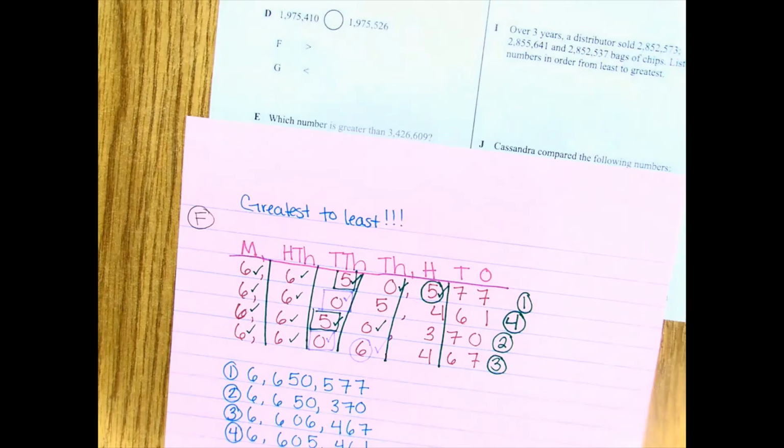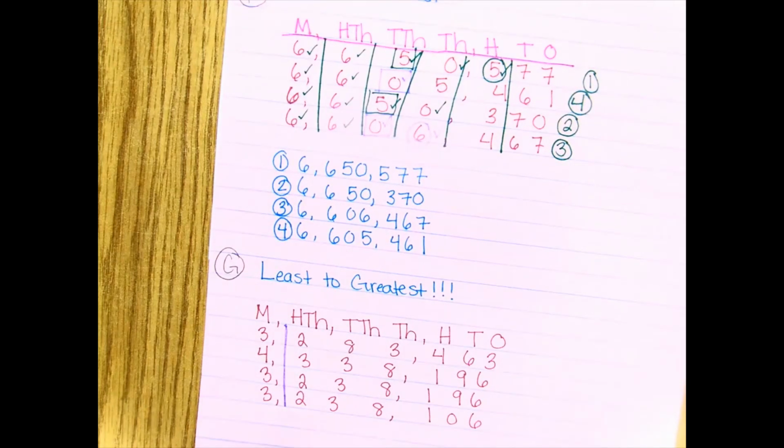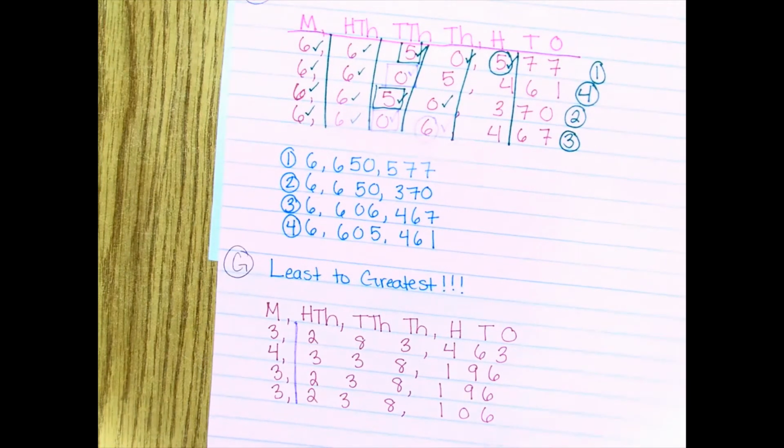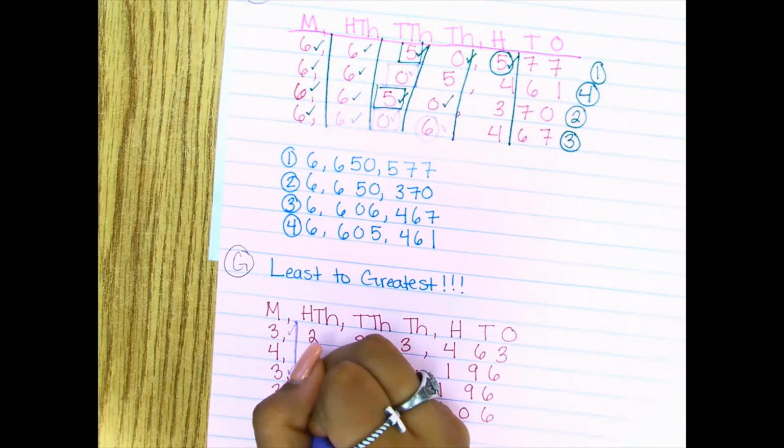So now I want to go from least to greatest. So before, I would always want to find my greatest. So let's see if we can find our least. So let's go ahead and compare. Let's look at my millions place. For my millions place, I have a 3, 4, 3, and 3. So out of all of these, I have 3 that are equal. So I'm going to put a check mark on them. And I have one that is in the millions place. So I have a 4 there.